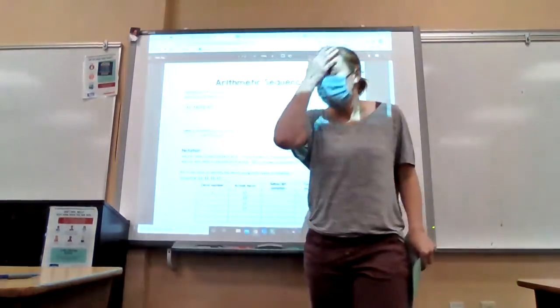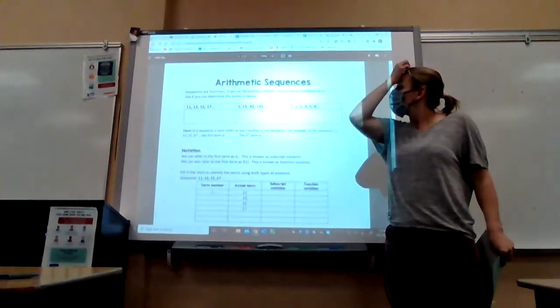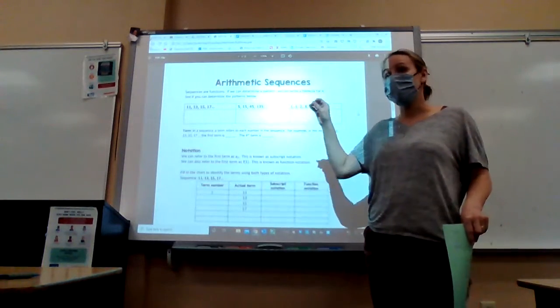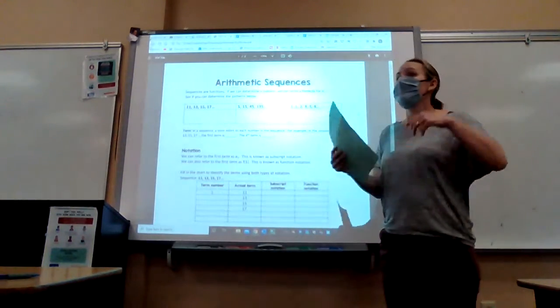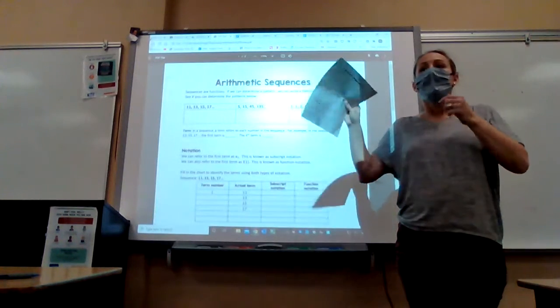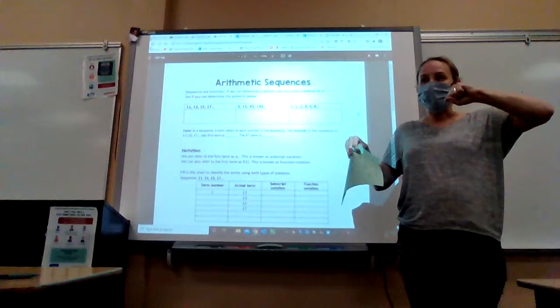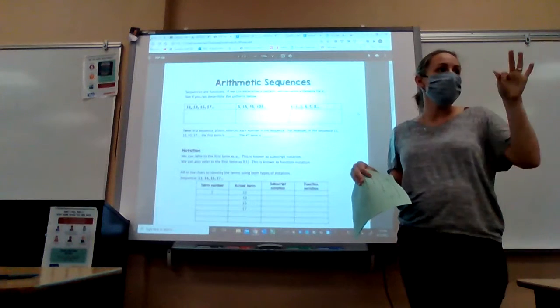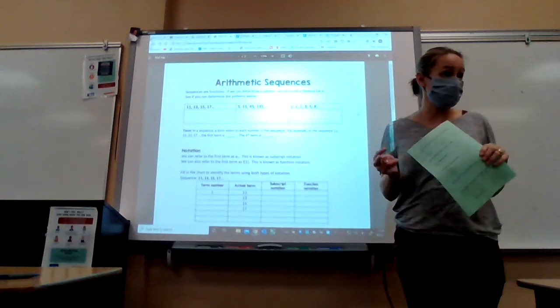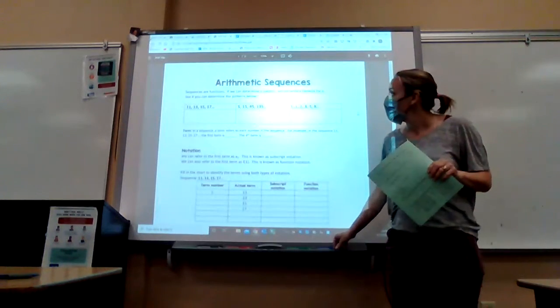Okay, so we have a pretty strong intro to what sequences are, arithmetic sequences or geometric sequences. You guys can recognize them. You can find the common difference and the common ratio. So today we're going to reinforce that, talk about different notation that you will see, and then practice writing equations for them. Okay?